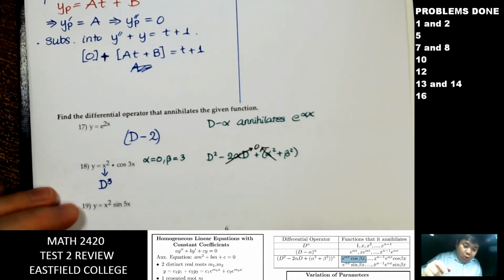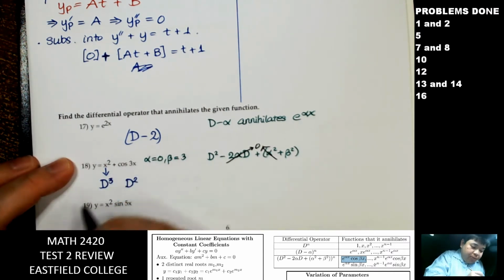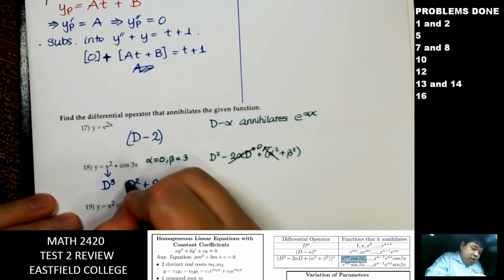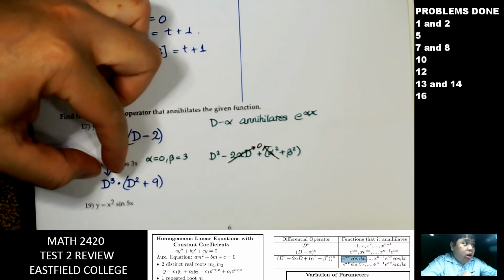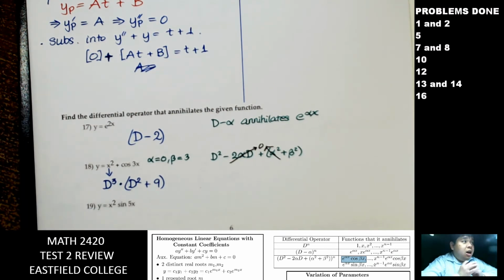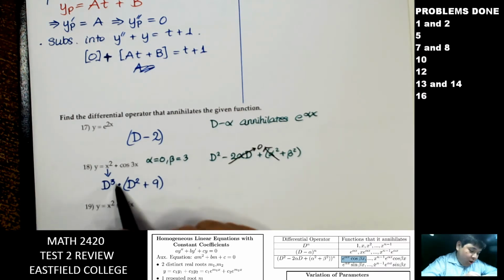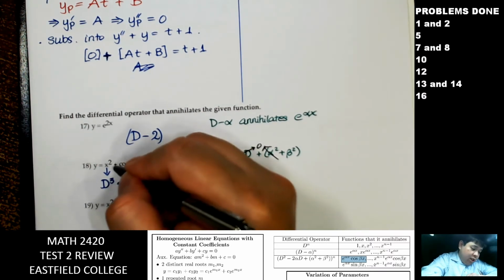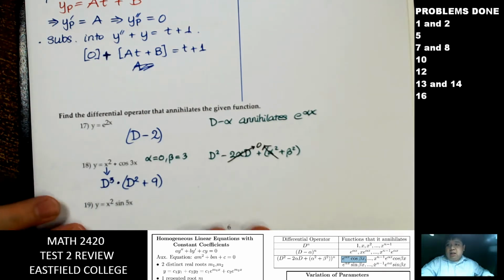So to annihilate cosine 3x, we require d squared plus 9, and the annihilator all together, we're going to multiply together. So even though we want to annihilate the sum, we always take the product of the annihilator of each one. So that's why it's the product. When there's a sum, even if it is a minus, we still multiply. Right, next.